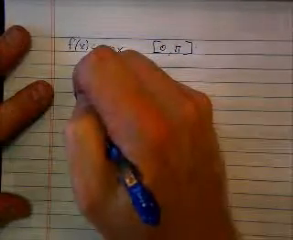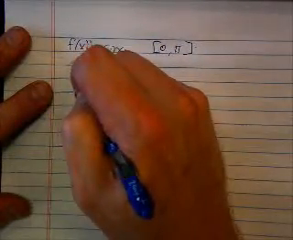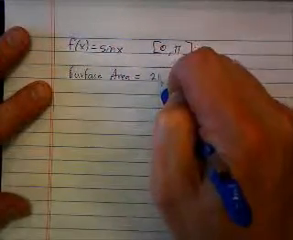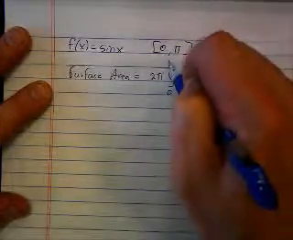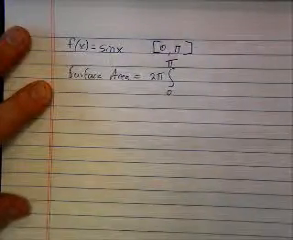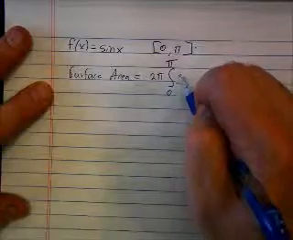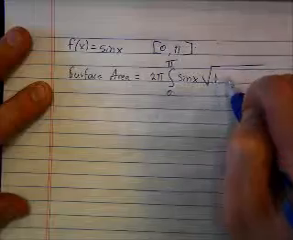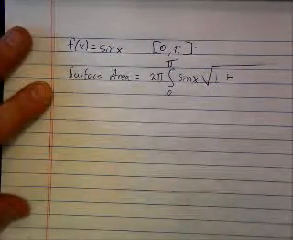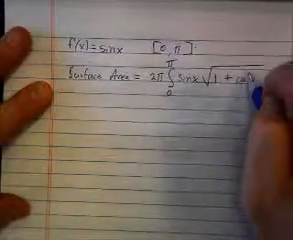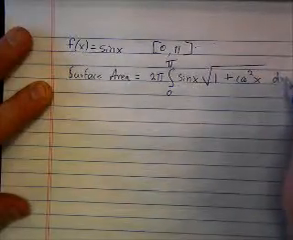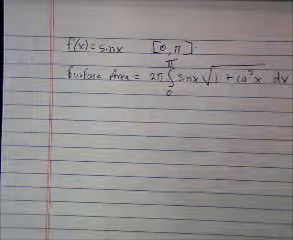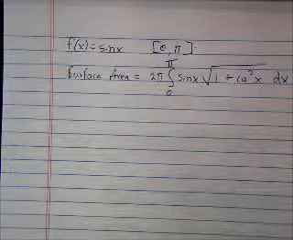All right, so our formula for surface area would be 2 pi, the integral from 0 to pi of f of x. What's f of x? Sine x times the square root of 1 plus, what's the derivative of sine? Cosine, so it's going to be cosine squared x dx.